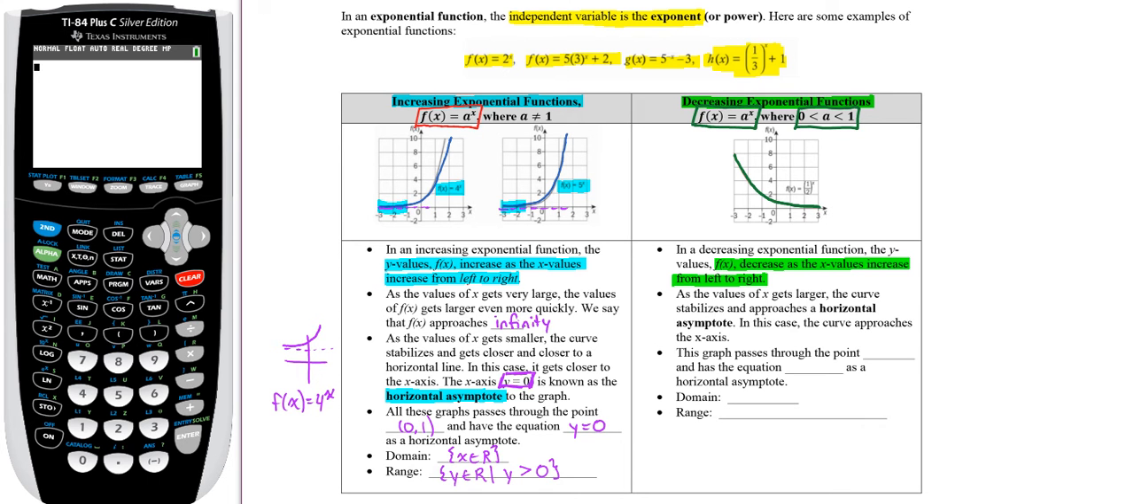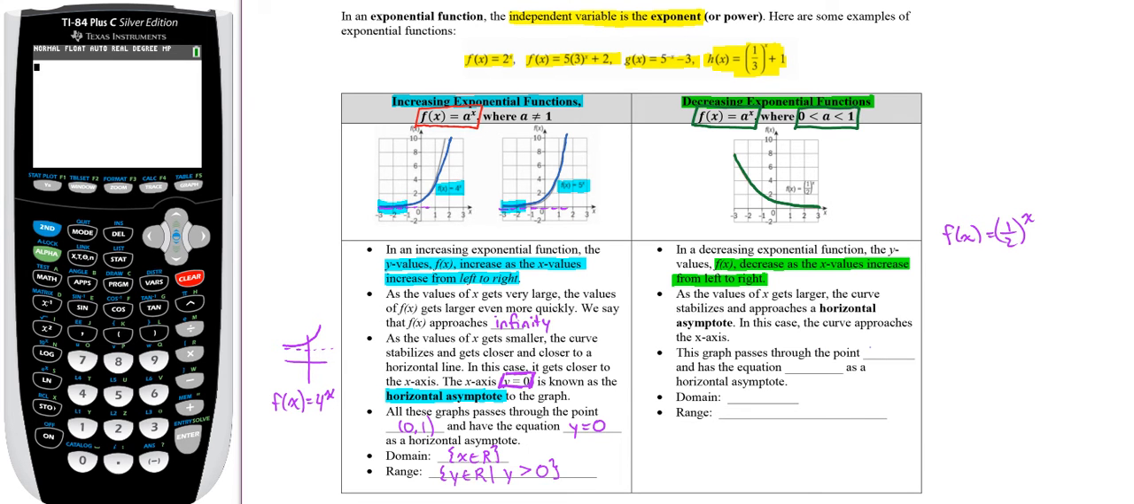We still see asymptotic behavior though. As the values of x get larger, the curve approaches a horizontal asymptote for the same reason. So in something like this example, which is 1/2 to the power of x, no value of x will ever make this equal to 0. So we still see this asymptotic behavior approaching the x-axis.